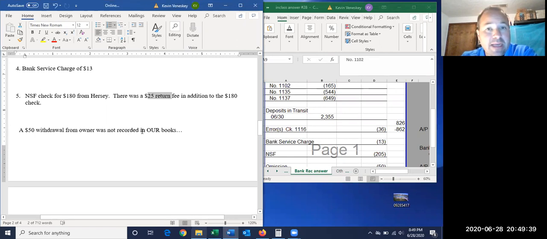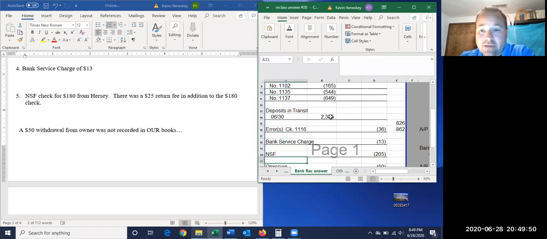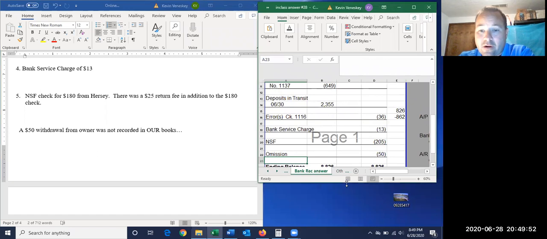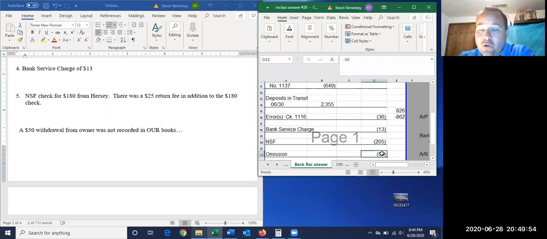And then finally, here was one that's just basically an omission. The owner took some money out, Dr. K, and forgot to write it down. We found it in the bank statement. So we have a $50 withdrawal that we need to go ahead and take care of on our books and show that we no longer have that 50.